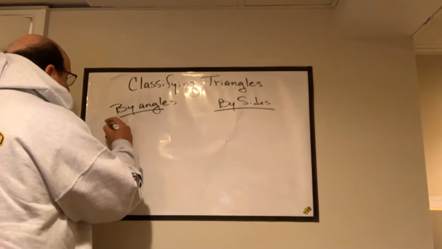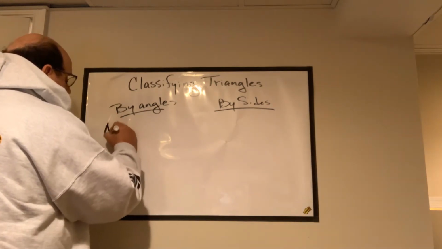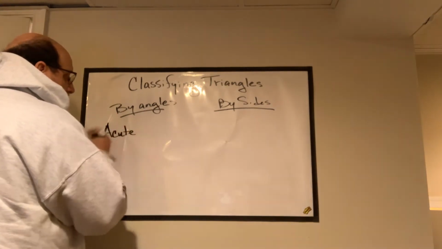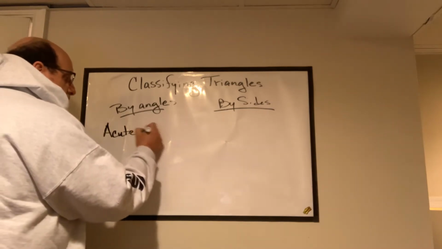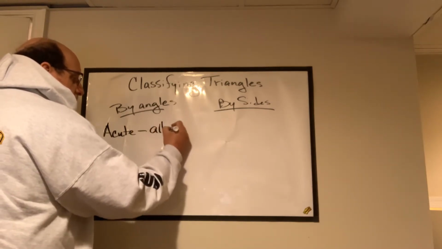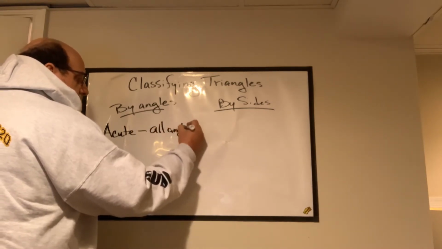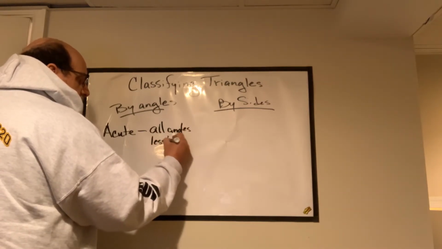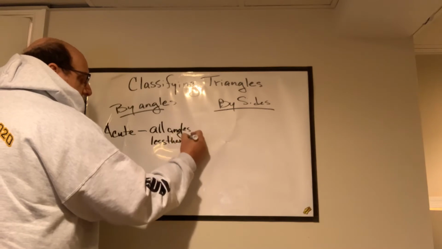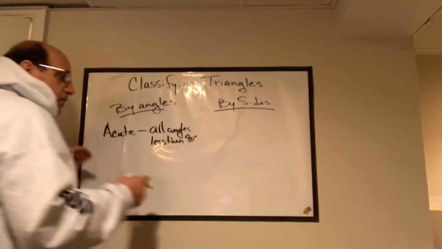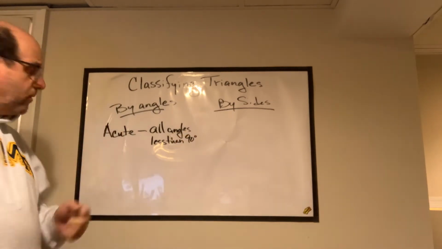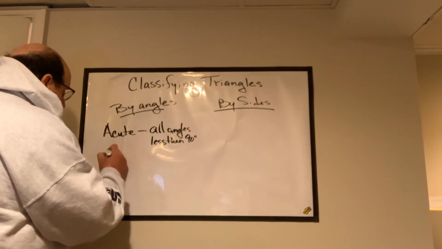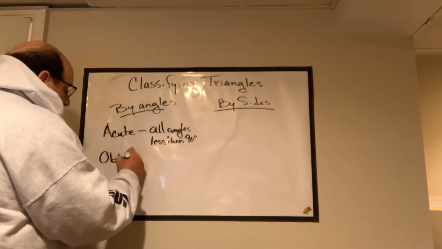We have an acute triangle, and all that means is all angles are less than 90 degrees. All angles are acute. All three angles are acute, right? We have obtuse.